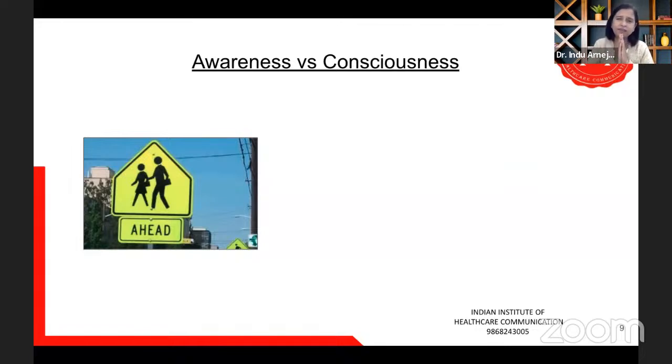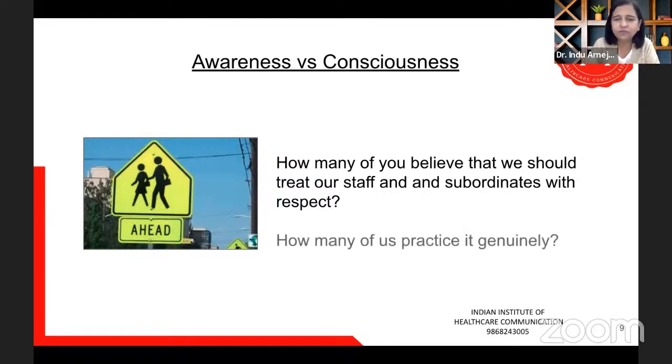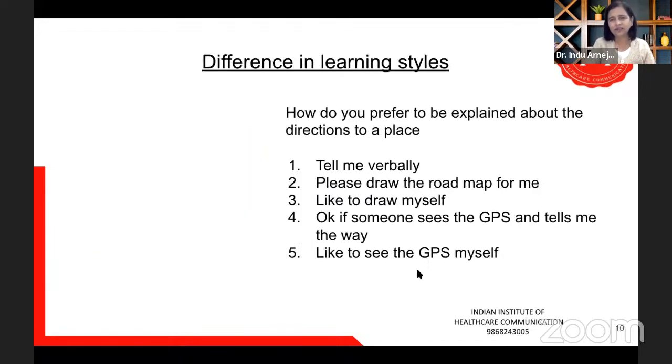With adults, you will see very often that when you talk about something, they'll say, yes, I know. Yes, I know, because they know. It can't be that they don't know. But are they really using that knowledge in their day-to-day life? That is what is to be asked. How many of you believe that we need to treat our staff and subordinates with respect? We say we should be nice to our staff, very respectful, considerate. But how many of us genuinely practice it? There is knowledge, no doubt. But how many of us are using that knowledge? That needs to be asked.